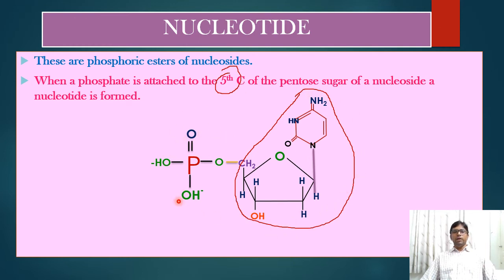When a phosphate is attached to the fifth carbon of the pentose sugar of a nucleoside, this is the nucleoside, this is the pentose sugar, and this is the fifth carbon. This one is the phosphate group. An ester bond is formed between the phosphate group and the fifth carbon of this pentose sugar. In this way, a nucleotide is formed. Now, next we are going to discuss the types of nucleotides found in DNA and RNA.